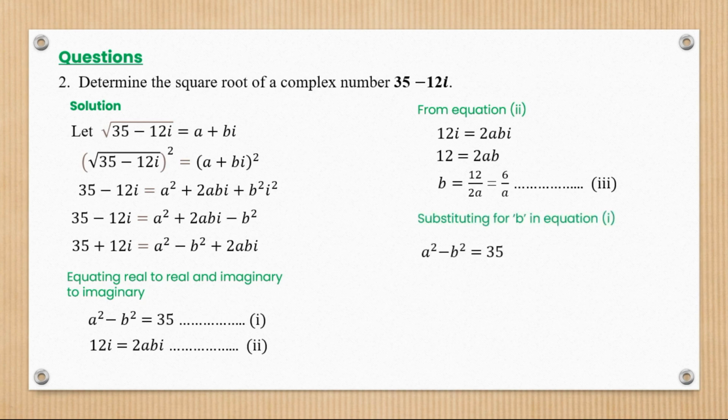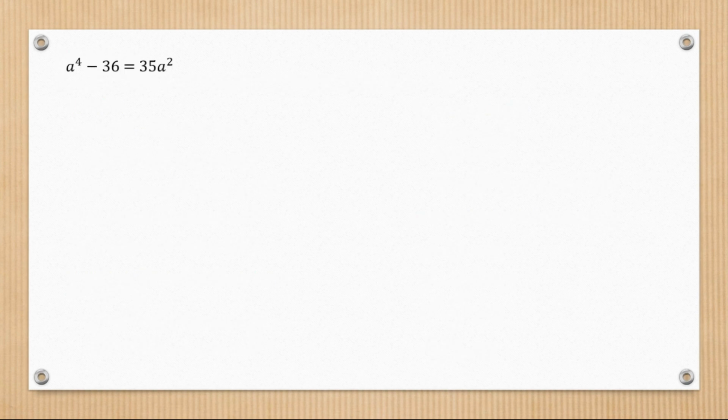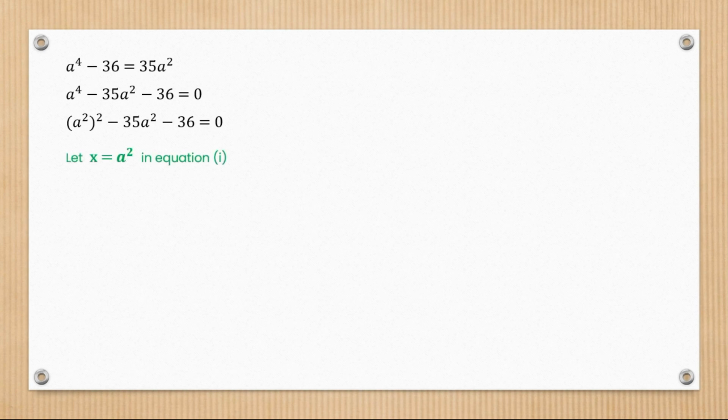Substituting for b in equation 1, we can see that we'll end up with that. So find the LCM, and then we'll end up with that. Cross multiply. After cross multiplying, we end up having that. So let's bring the values of a together on the other side of the equal sign, leaving a 0 on the right hand side. So we end up with that. Now we also know that a to the power 4 can be written as a squared squared. So we're going to let x be equal to a squared, and then when we do that, we end up with this quadratic equation.